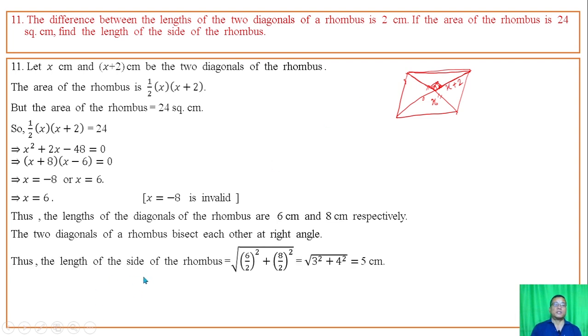Thus, the length of the side of the rhombus is the square root of 6 by 2 whole square plus 8 by 2 whole square, that is the square root of 3 square plus 4 square, which is 5 centimeter. The side of the rhombus is 5 centimeter.